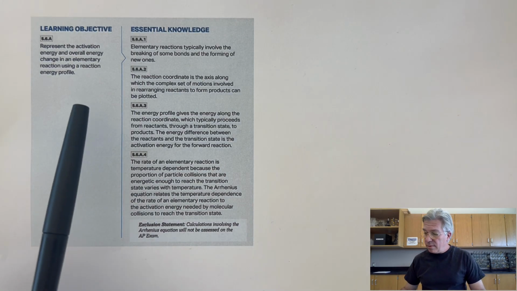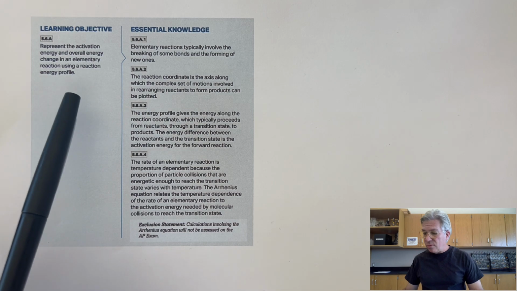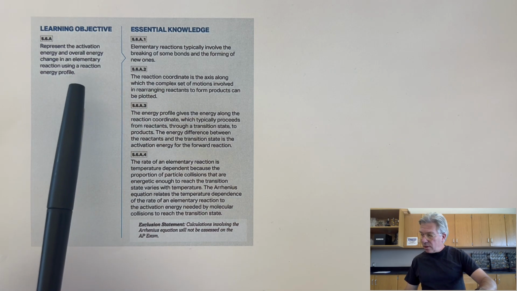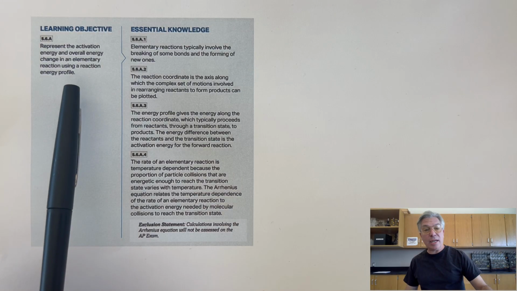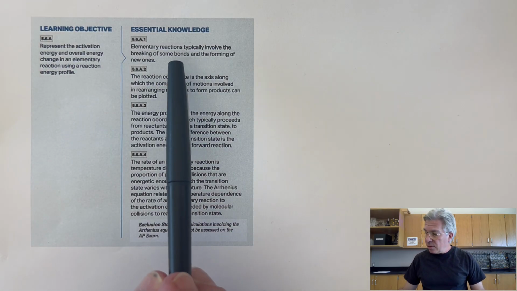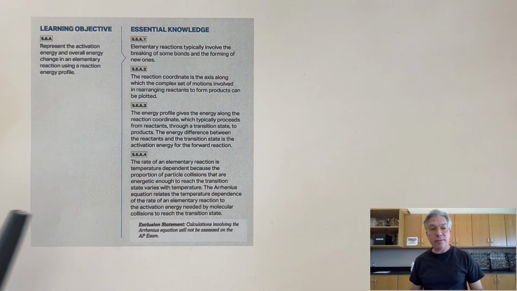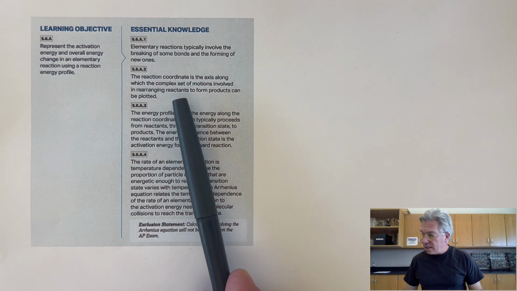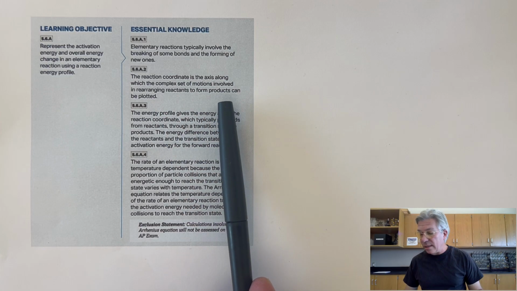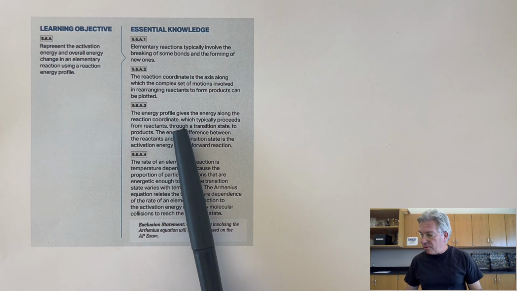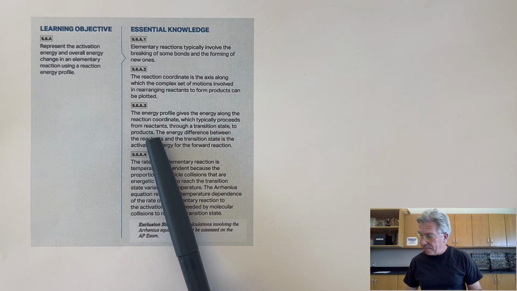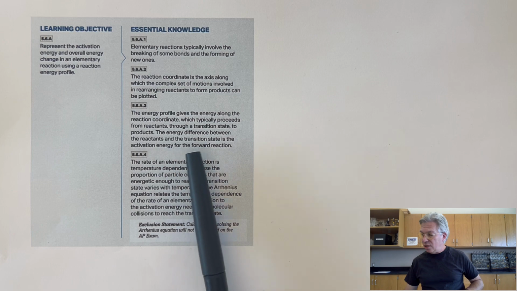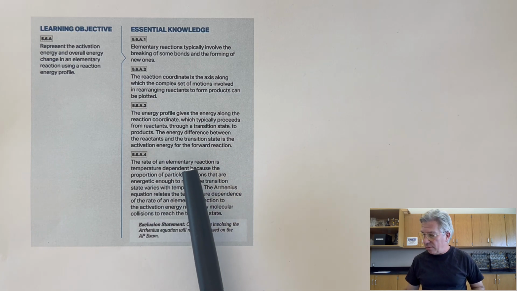First, as we often do, let's take a look at our learning objective, which is to represent the activation energy and overall energy change in an elementary reaction using a reaction energy profile. Elementary reactions typically involve the breaking of some bonds and the formation of new ones. The reaction coordinate is the axis along which the complex set of motions involved in rearranging reactants to form products can be plotted. The energy profile gives the energy along the reaction coordinate, which typically proceeds from reactants through a transition state to the products.